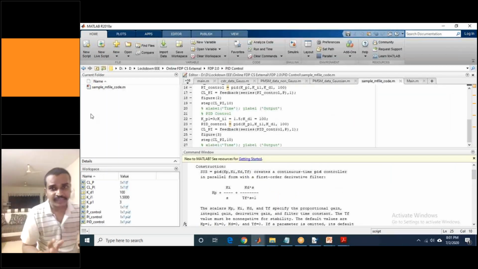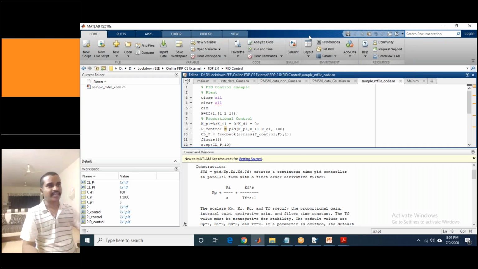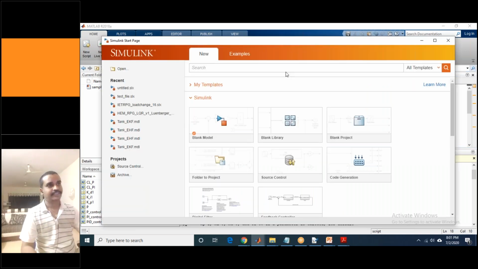Okay, so the first thing is we have to open Simulink. Various versions of MATLAB will have various GUIs, but more or less everything will be the same. So this is the Simulink that I have to select. If you select this one, you can see here SLX, but in some cases it will be MDL if you're using an older version. So this is the new one, blank model or new model, you can select it.